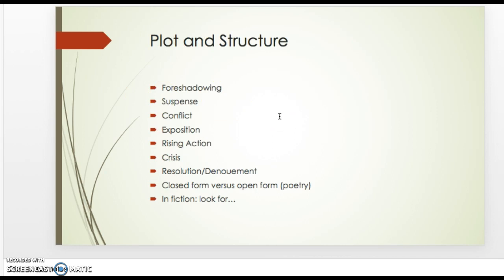Okay, looking at the plot and structure, we have foreshadowing. This is often used in mystery books where the author might say something very direct, like the narrator might say, I wish I had known what was going to happen next, or something like that, where the foreshadowing is quite direct. The reader kind of knows that something is coming, and sometimes it's a little less direct, that there's an implicit understanding that something is going to happen, but the author doesn't name it quite as directly.